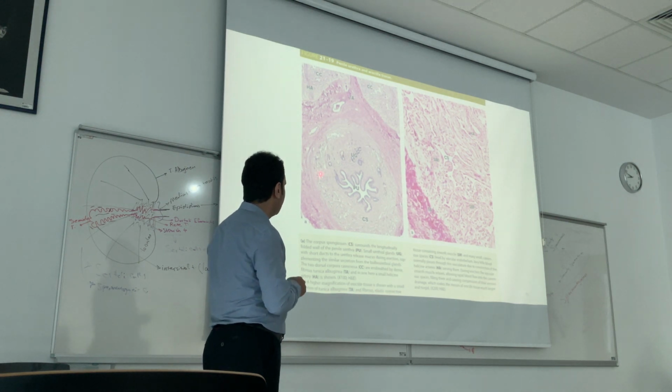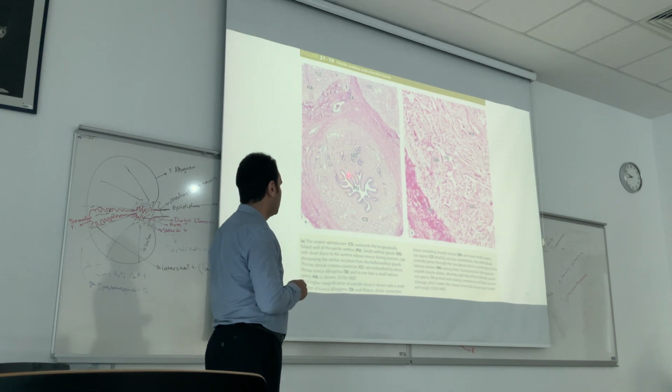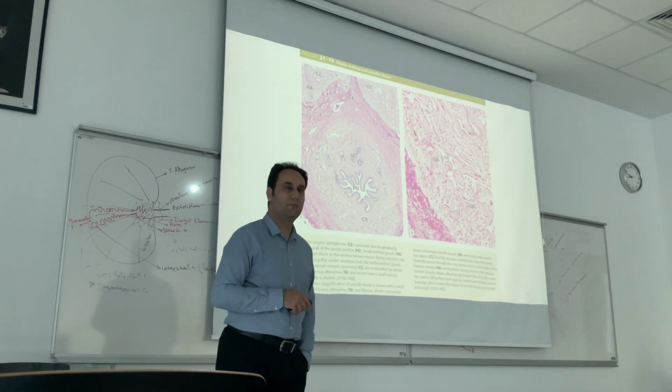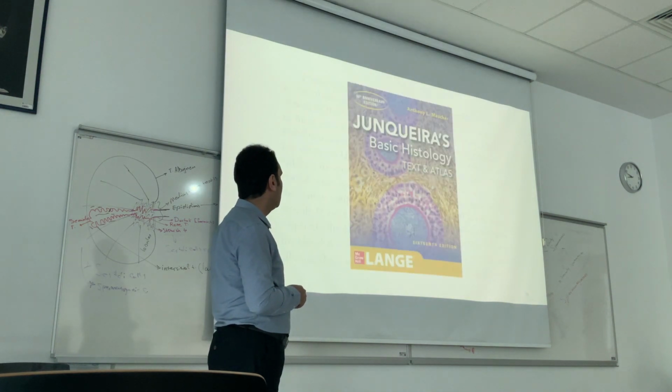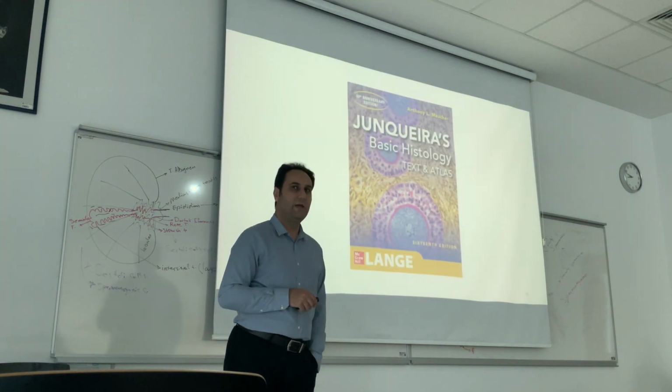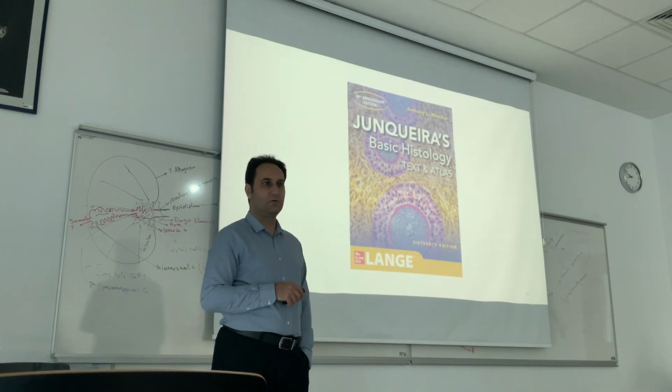Here you can see the corpus spongiosum. In the middle of the corpus spongiosum, we have the penile urethra. We talked about the penile urethra in our lecture about the urinary system. Do you have questions about the male reproductive system? Thank you for your attention.